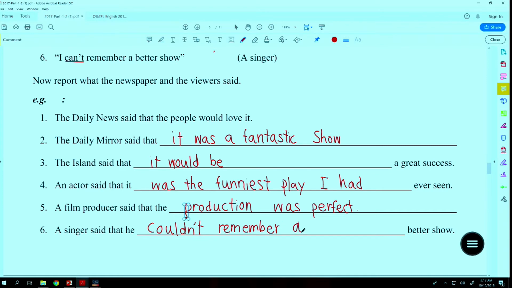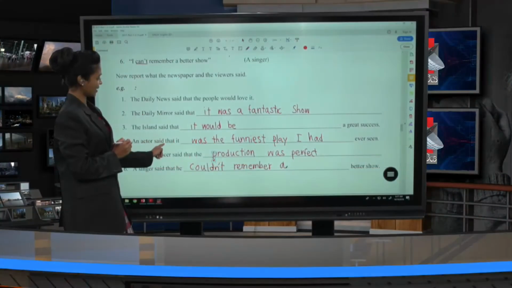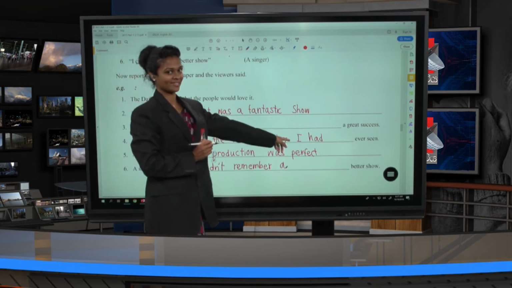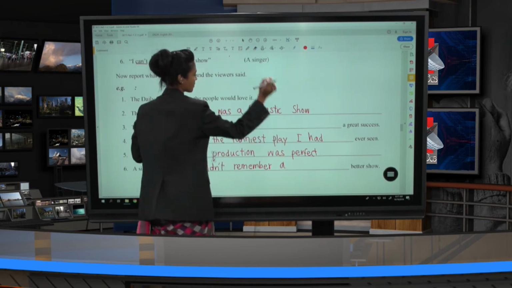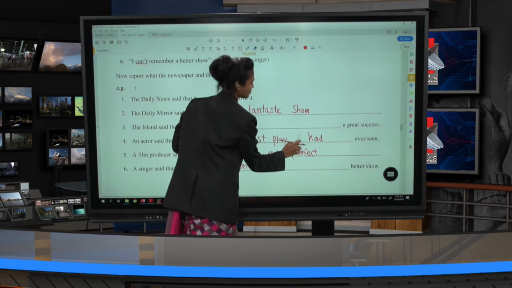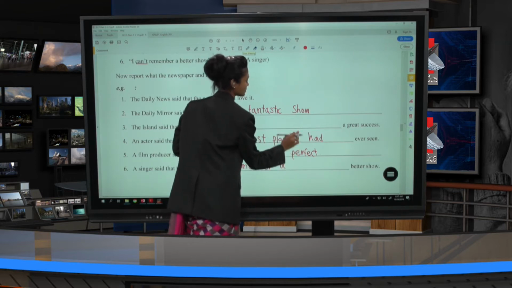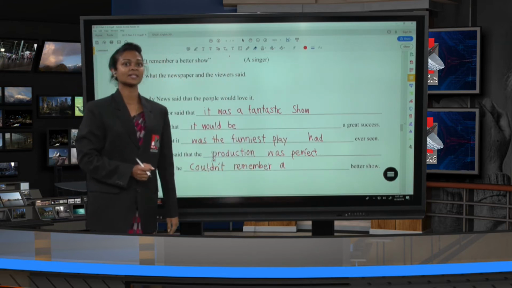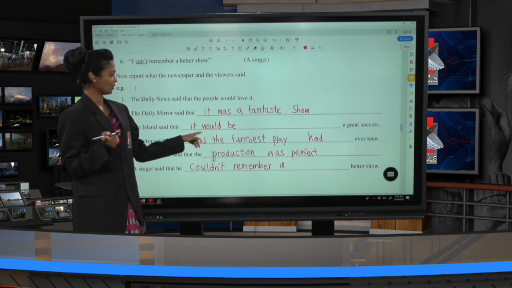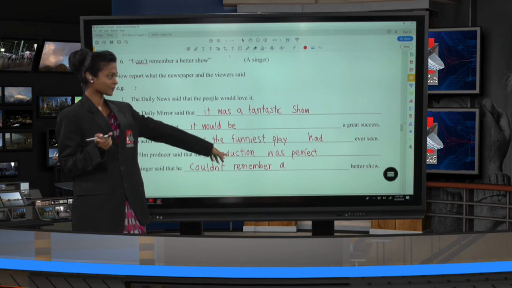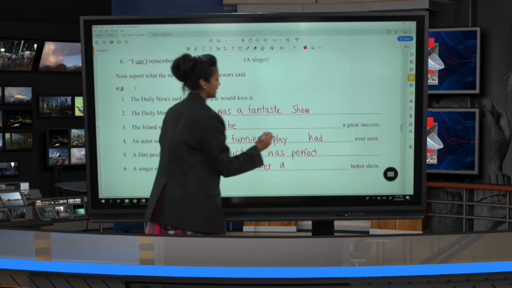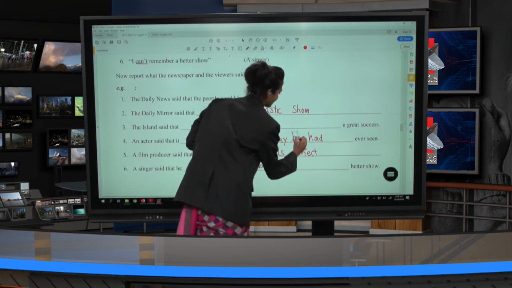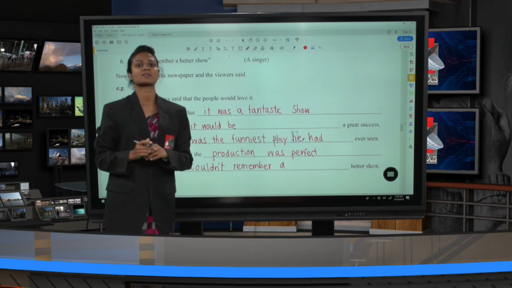Here, go to the fourth one. An actor said that it was the funniest play. Here, I should be changed. I'm so sorry, it was my mistake. So, I should be changed into what? An actor said that it was the funniest play he had, not I, he had. Right, now check the answers.